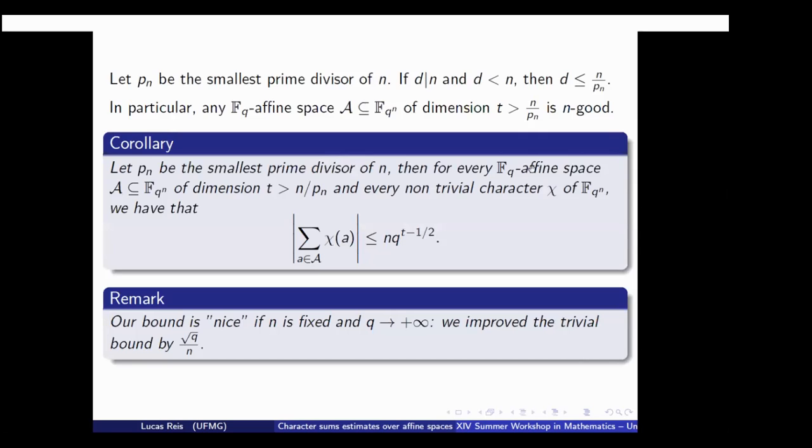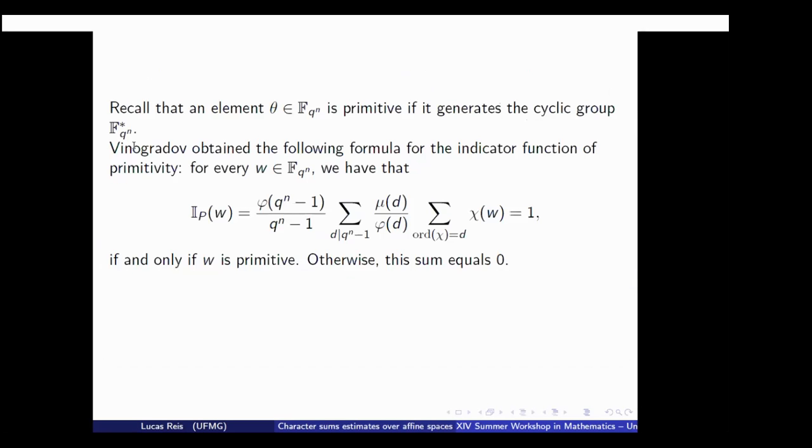So now, moving to the applications to primitive elements, I just recall that an element here in F_q to the n is primitive if it generates the cyclic group F_q to the n star. And now, something that I said at the beginning of the talk, right? Here we want to prove the existence of primitive elements with special properties. And so we actually have a character sum formula for the indicator function of the set of primitive elements, right? This result is from Vinogradov. And so we just have this expression, right?